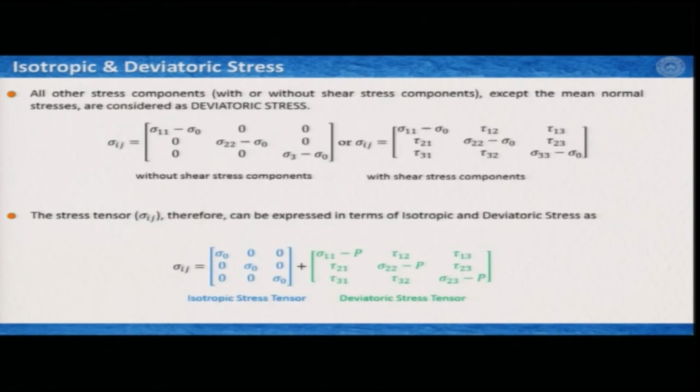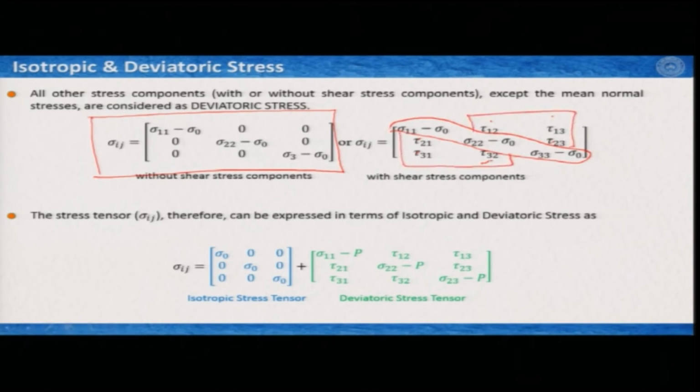Then all other components in the stress tensor matrix which are not isotropic, with or without shear stress components, except the mean normal stress, are considered deviatoric stresses. So, you can write it this way. This is written without shear stress components, and you can also add your shear stress components. So, your on-diagonal components and off-diagonal components are working here, and these are deviatoric stresses where you have subtracted the mean stress sigma 0, which was sigma 11 plus sigma 22 plus sigma 33 divided by 3. So, this is your deviatoric stress component.